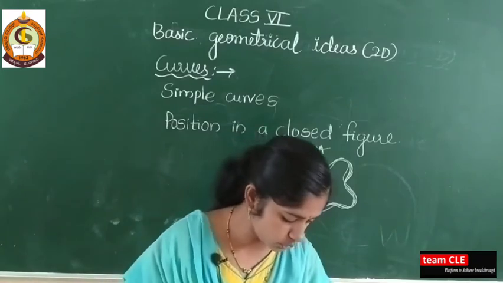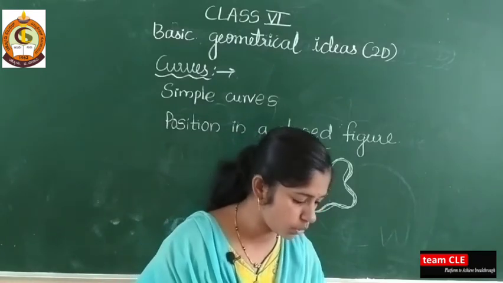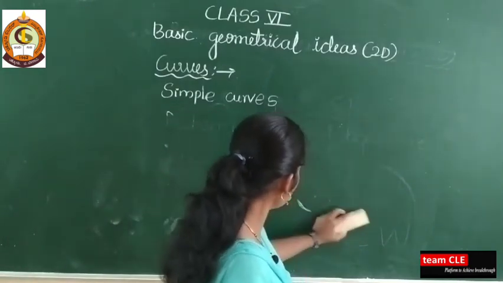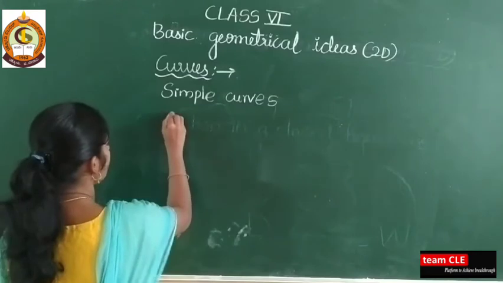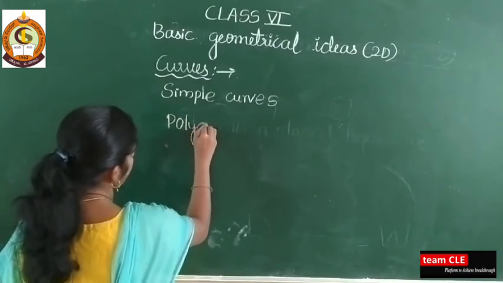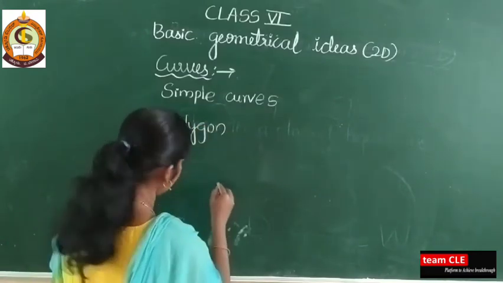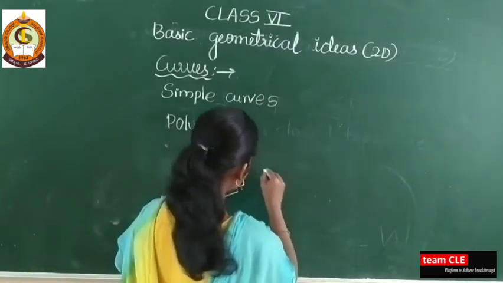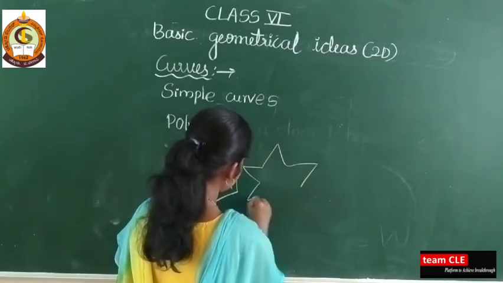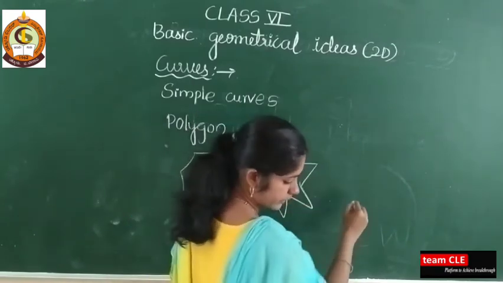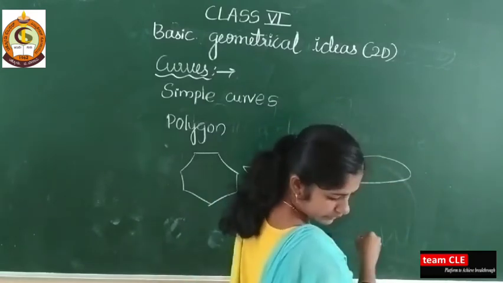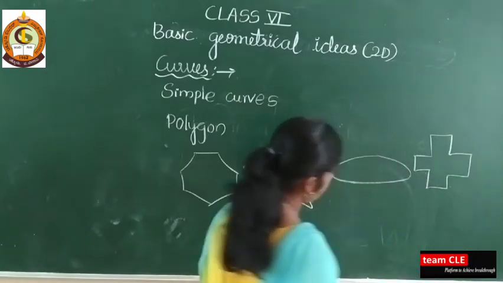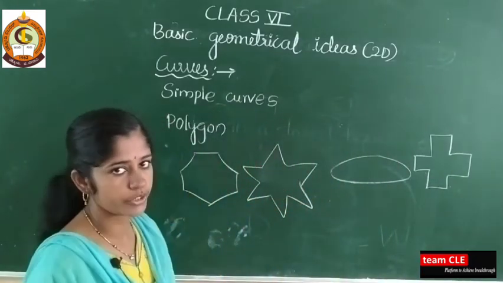Next, here one more concept will come. They are polygons. Then what are these polygons? See here, polygons. I will draw here some figures. Next I will take one more example, and here I will take this, and I will take this. Yes, polygons.